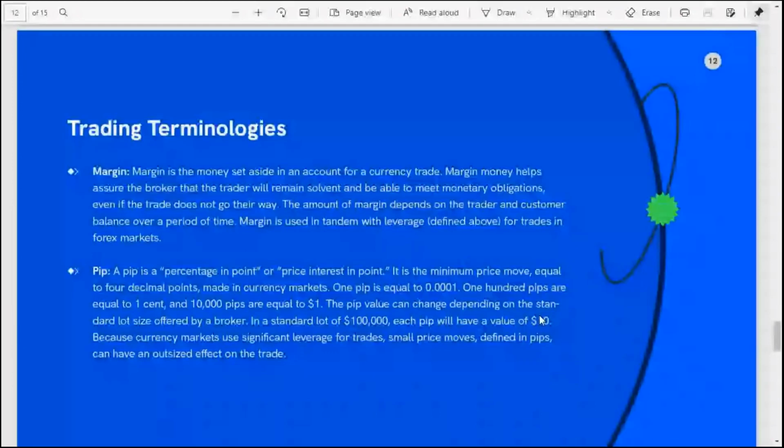Let's just use the word misbehave. You will not overtrade. You will do the right thing at the right time. You will trade properly. That's just margin. It's money set aside.